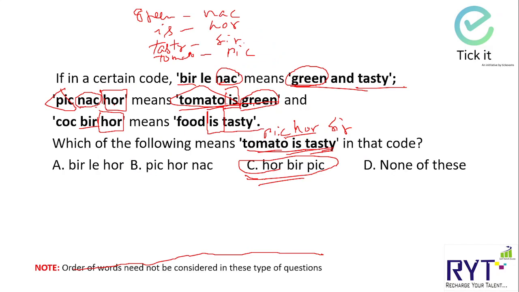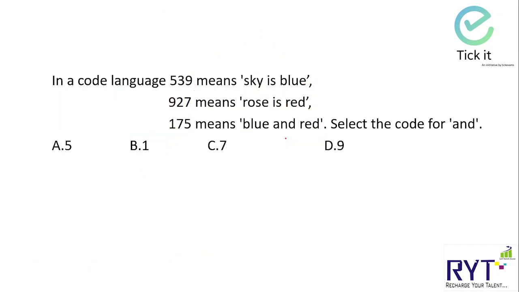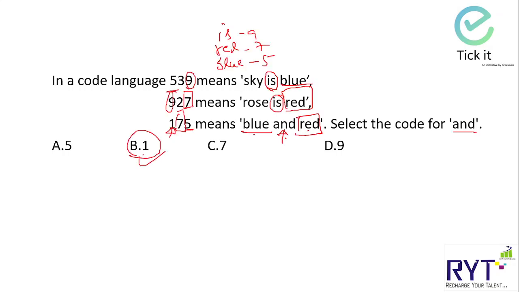Same way, let us try for the next one also. 539 means sky is blue. 927 means rose is red. Just compare this. If I compare the first and second one, is word is there, and on the left side 9 is common. So is means 9. If I go to second and third sentence, red is common and number 7 is common. So red means 7. Third and first, blue is common and number 5 is common. So blue means 5. So I got this.